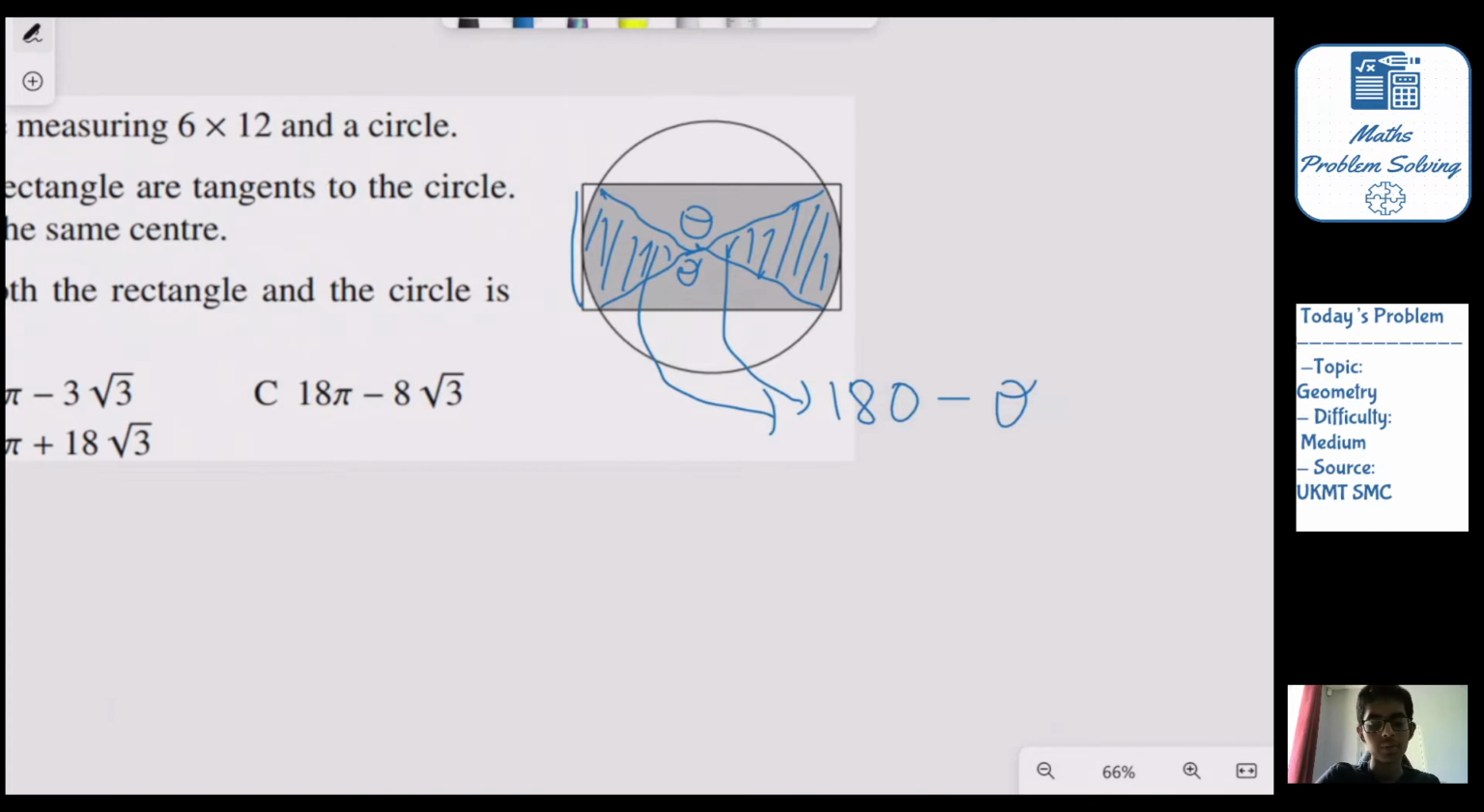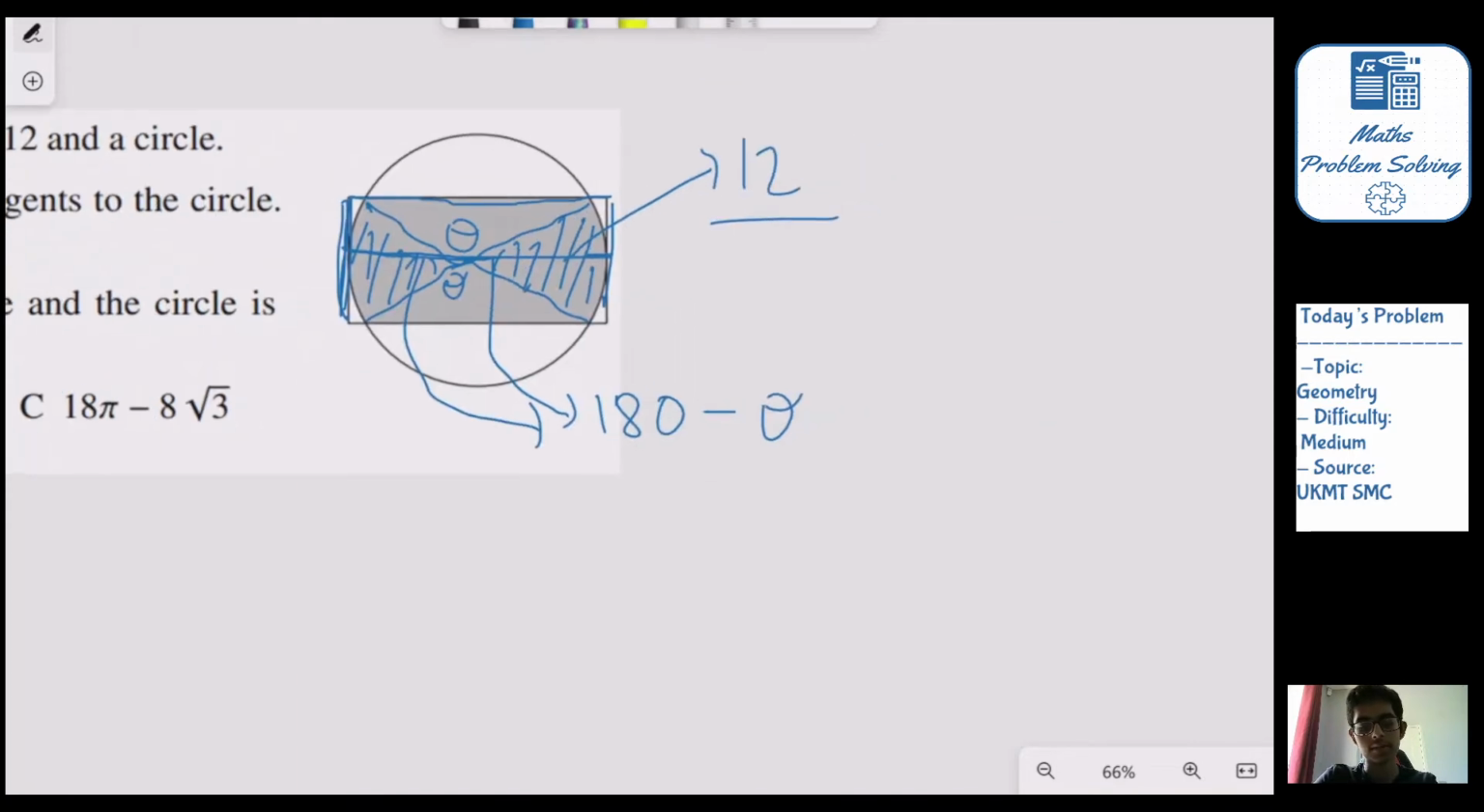So we know that this particular side length is 6, and we know that this is 12 over here. These 2 are both tangents, therefore this line which I just drew over here must be the diameter. The length of the rectangle is 12, therefore the diameter must be 12 as well. Therefore, the radius is 6. If the diameter is 12, the radius has to be 6.